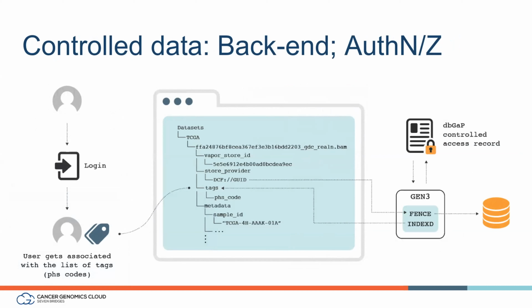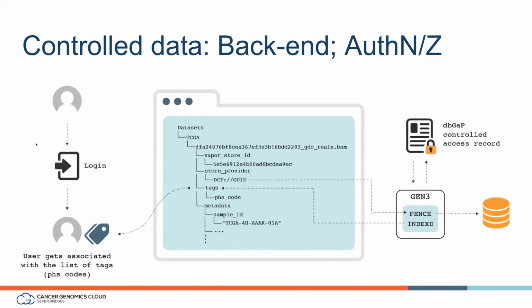To give you a sense of what this looks like on the back end, here's another representation of the file system. So how this works for data located in, say, a node behind Fence is shown here. We do authentication and authorization. That information is also held within the Vapor Store through something that we call tags.